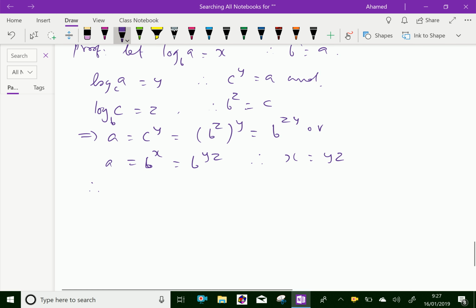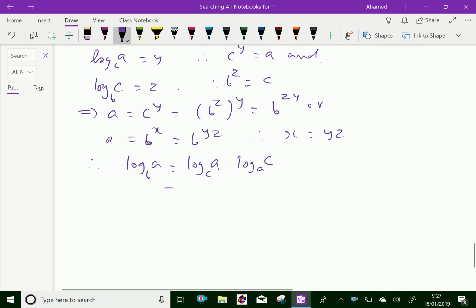Therefore, you can say log of a base b equal log of a base c into log of c base b, which gives log of a base b is also equal, you can write, log of a base c over log of b base c.